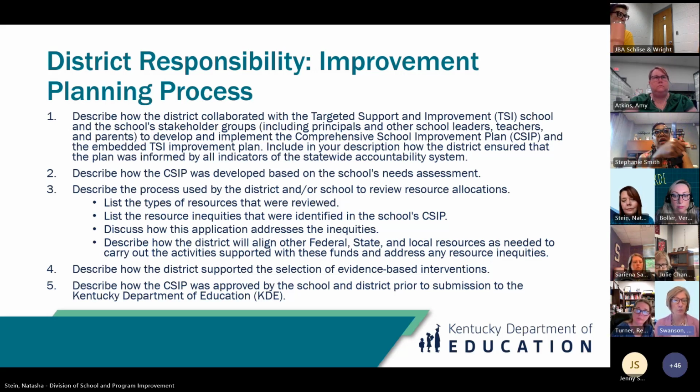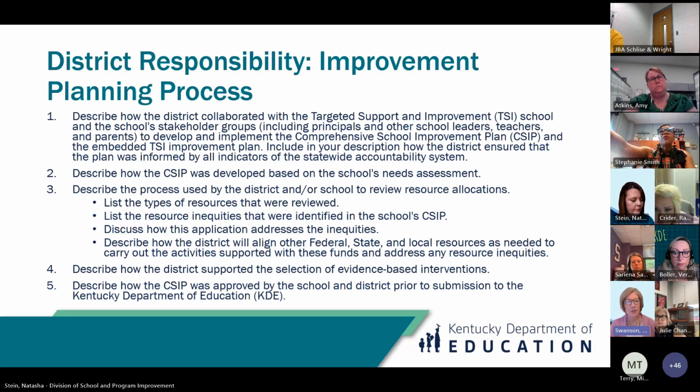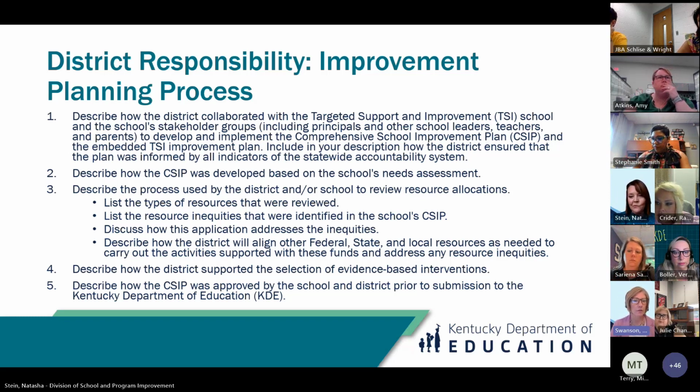It will ask you, question number 2, to describe how the CSIP was developed based on the school's needs assessment. And then it will also ask you to describe the process used by the district and/or the school to review resource allocations. The school should have outlined this in their TSI addendum, but as a district, you want to be sure that you're understanding what their resource needs are. Are there any allocations or different ways that resources need to be used or allocated to them?